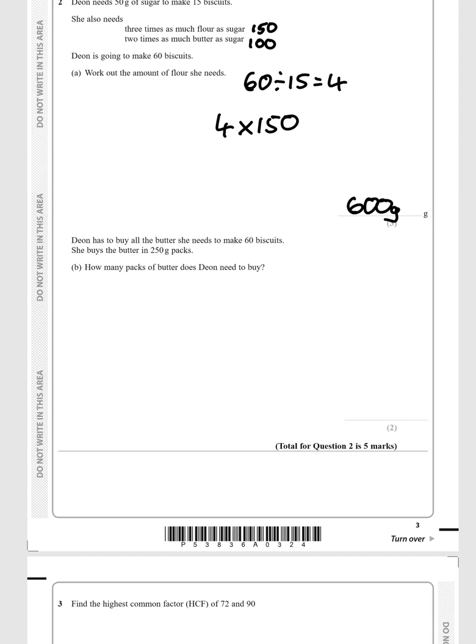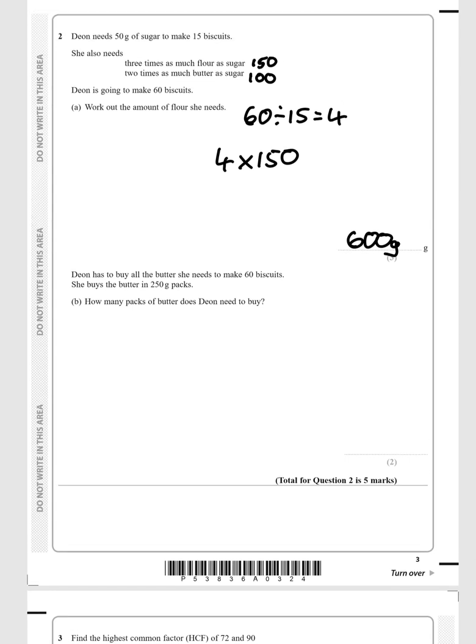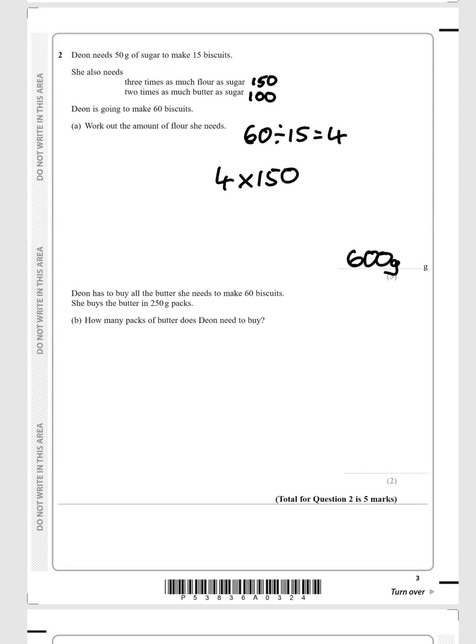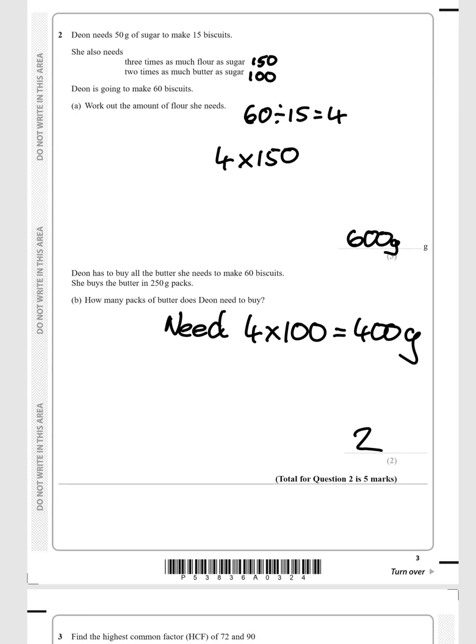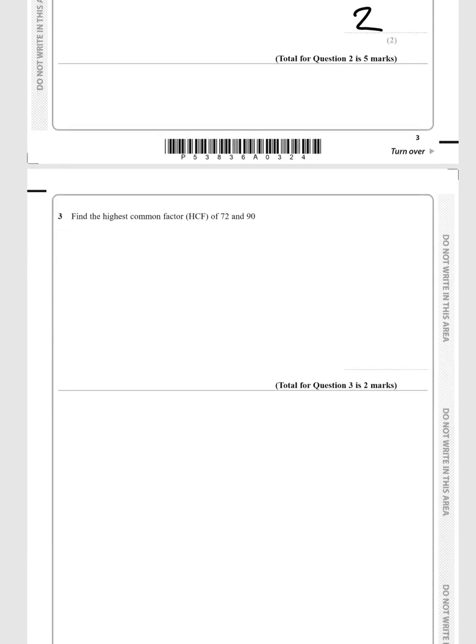make 60 biscuits. She buys the butter in 250 gram packs. How many packs of butter does she need? Right, well, because we need 4 times 100, so we need 400 grams. So actually we need 2 packs of 250. Right, question 3. The highest common factor of 72 and 90.